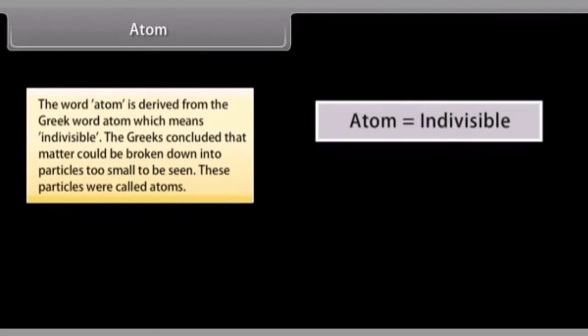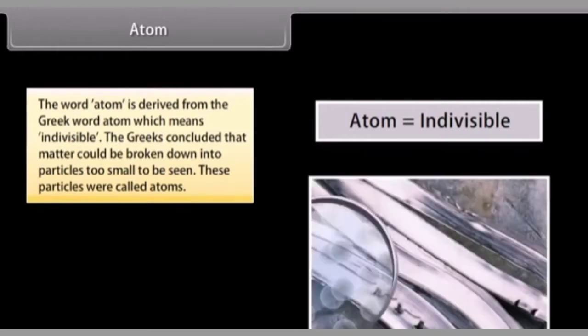Atom. The word atom is derived from the Greek word atomos, which means indivisible. The Greeks believed that matter could be broken down into particles too small to be seen. These particles are called atoms.